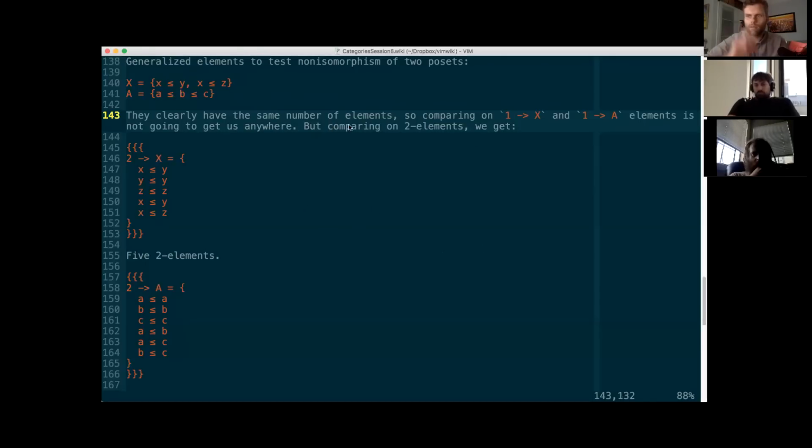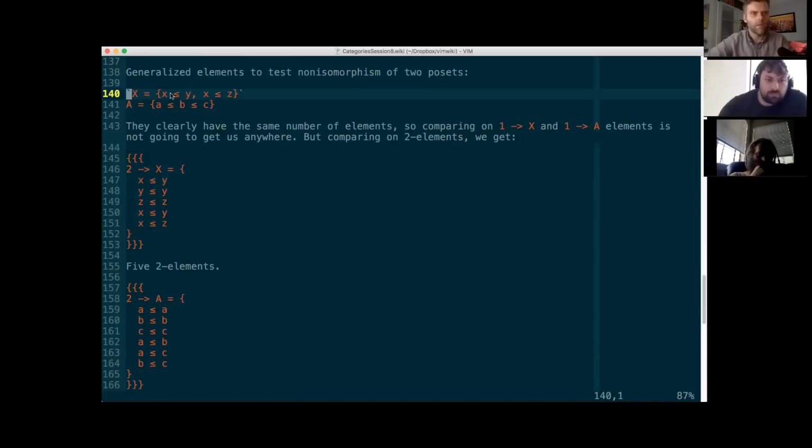But if we compare on two elements, right? So what are all the two elements of X? Those are now homomorphisms from the poset 2 to X, right? So the category 2 considered as a poset, and then if we take a functor from that into X considered as a poset, then we get the following elements. So we get X is less than or equal to Y, Y is less than or equal to Y, this is the identity. We get the identity on Z, we get the relationship between X and Y, and we get X and Z.